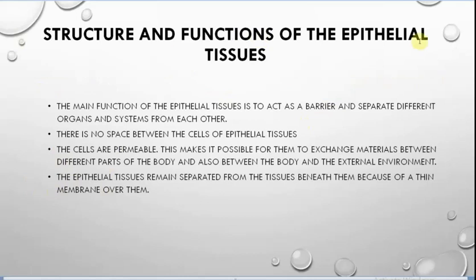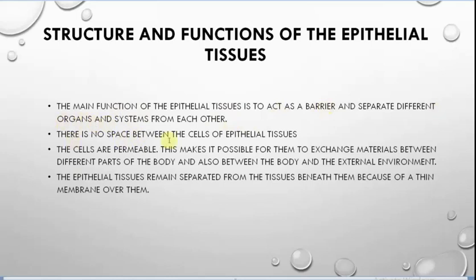Now, the structure and functions of the epithelial tissue. The main function of the epithelial tissue is to act as a barrier and separate different organs and systems from each other. As I said in the previous slide, epithelial tissue is the covering of many organs, so it separates each and every organ. That's why it acts as a barrier.